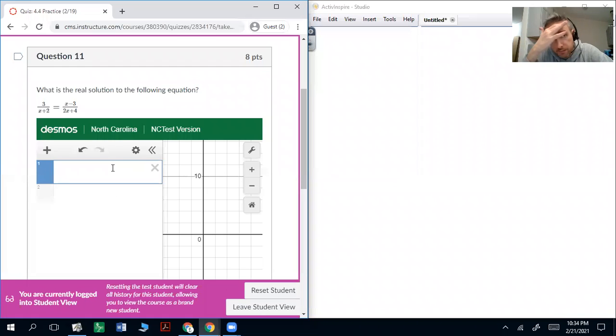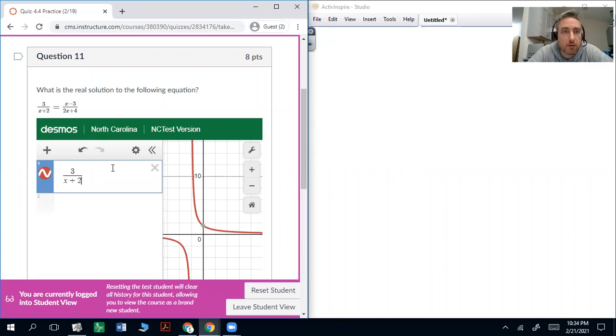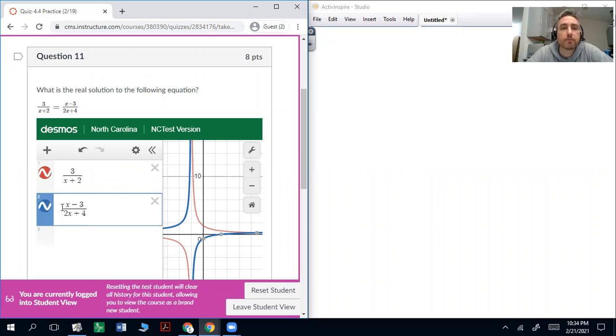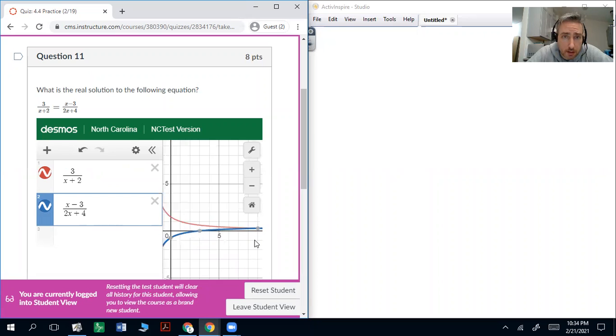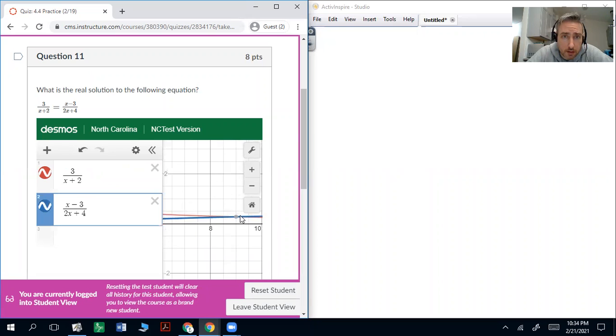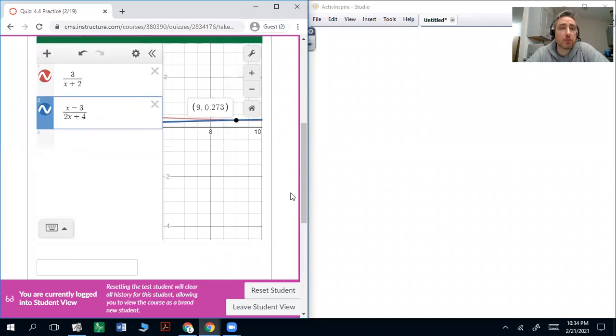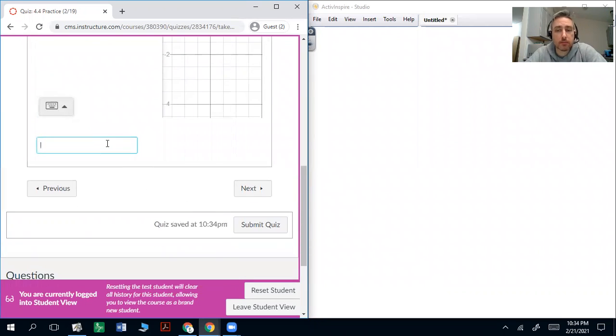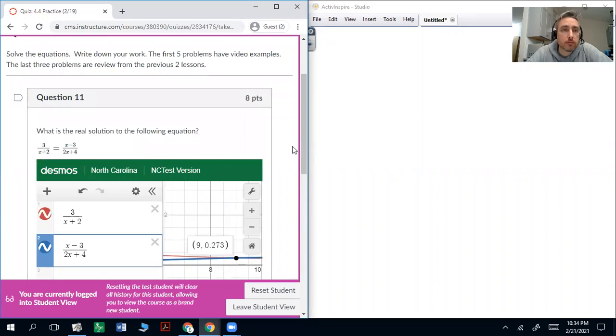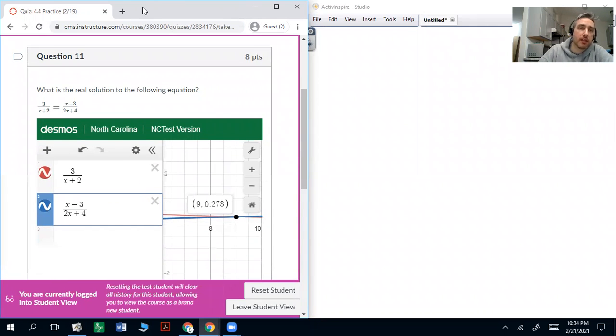Okay, question 11 is 3 over x plus 2 equals x minus 3 over 2x plus 4. What's the real solution? Looks like it's 9. What is the real solution? The real solution is 9. By hand, looks like this.